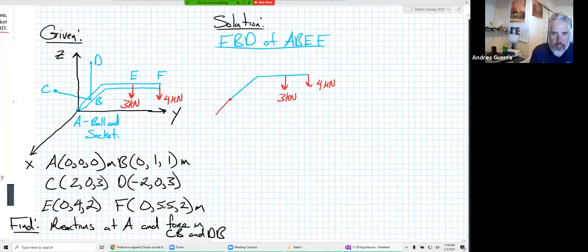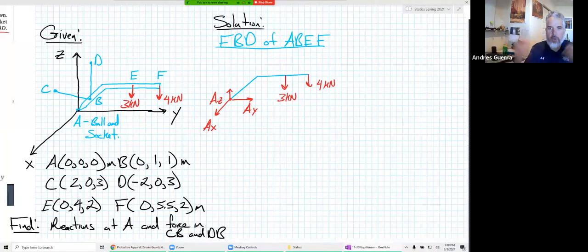So let me draw this, and I'm just going to show an AX. We're going to have an AY, and then we're also going to have an AZ. And then in order to draw the FBD of that pipe assembly, we had to cut through those cables, didn't we? We had to, or remove those cables. And so we're going to have a tension in each of those cables.